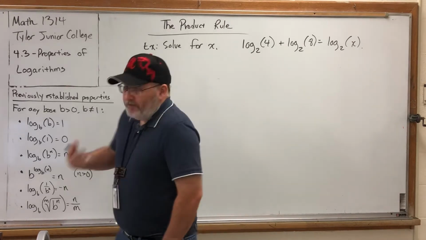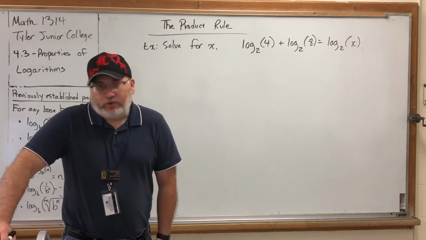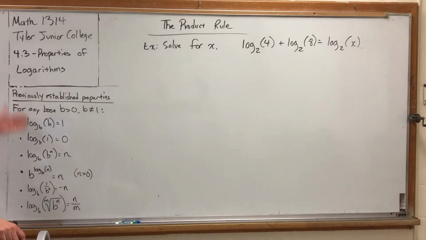At that point, we proceeded to evaluate some logarithms, and we made note of certain properties. I've listed some of those properties here. Previously established properties include, for any permissible base, meaning positive but not 1, log base b of b is equal to 1, log base b of 1 is equal to 0, log base b of b to the n power equals n, b to the log base b of n power is equal to n, as long as the n isn't negative or 0, log base b of 1 over b to the n power equals negative n, and log base b of the mth root of b to the nth power is n over m.